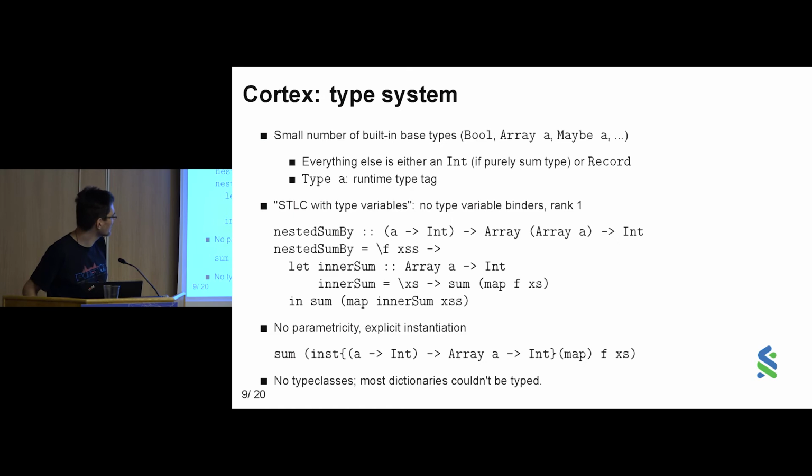So here, when I pass map, map increase some access, I pass this to sum. What I actually need to do is, I can't just use map because map is polymorphic. I have to instantiate map to this particular type. Instead of A to B to array A to array B, I have to instantiate it to one where the B is int.